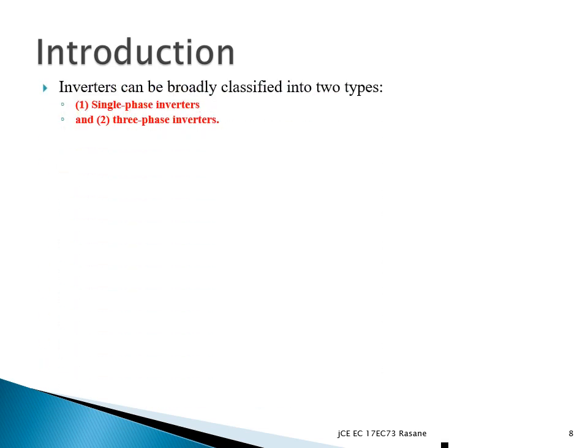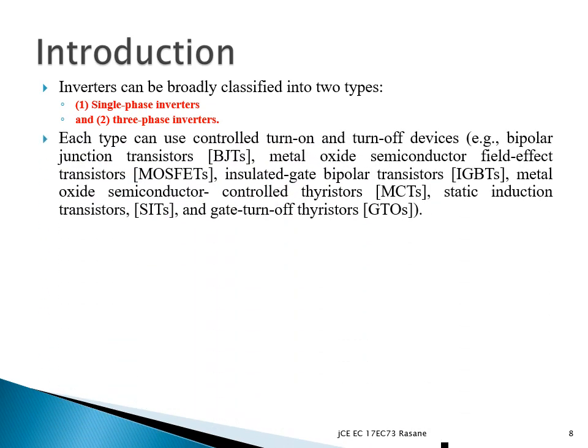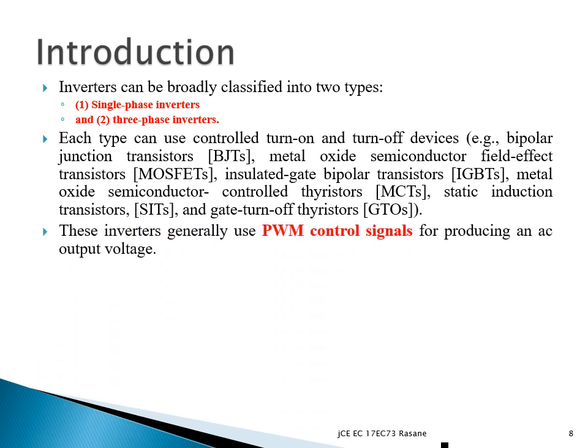So the inverters again can be classified basically into two types, single phase or three phase inverters, and each of these can be controlled with the turn on and turn off devices such as BJT. You have MOSFETs, we have IGBTs, we have MCTs and SITs and GTOs. So all of these devices we have studied in our initial chapters, chapter 1. And now we'll be basically looking into these particular devices being used in inverters as a switch.